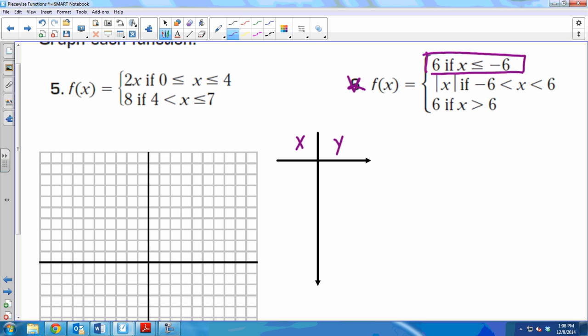So the first one we're looking at says y equals 6 if x is less than or equal to negative 6. So I need to use negative 6. It's one of my boundary points, so I need to use that. And then what other numbers could I use? Less than or equal to. So, right, negative 7, negative 10, for example, right? And it just says that y equals 6. So all of the y's are going to be 6. So again, this should look like a horizontal line.